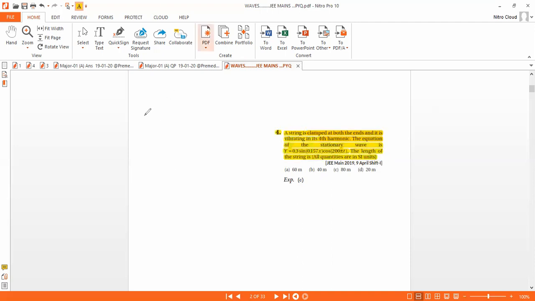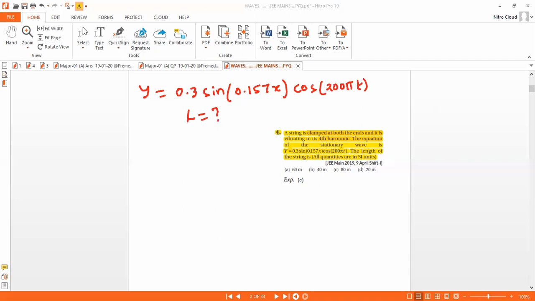The equation of the stationary wave is given as y equal to 0.3 times sine of 0.157x times cos of 200 pi t. I need to find L, the length of the string.